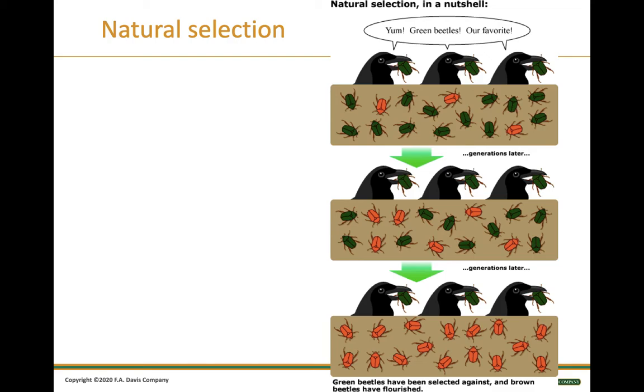And so you can see at first there's mostly green beetles in the population. After many, many generations, you have roughly equal numbers of green and brown beetles. And then after many, many more generations, all the green beetles have been eaten, and the only ones that are surviving are the brown beetles. So that's natural selection, or survival of the fittest.